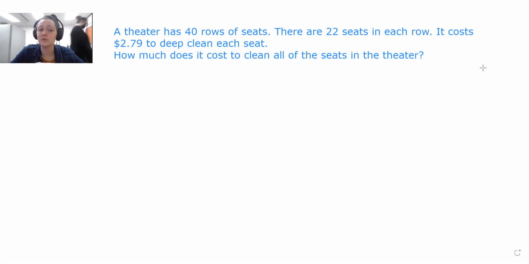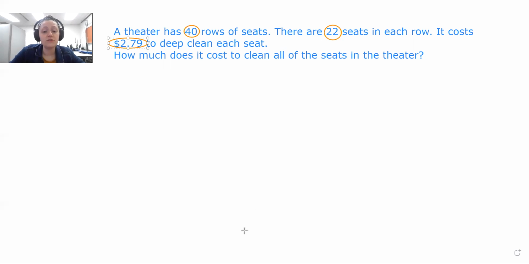The first thing that I do is I circle any important numbers here. So I see the number 40 and I see the number 22. I also know that it costs me $2.79 to clean each of the seats. Okay, so I think all those numbers here are probably going to be important. That's why I've circled them.